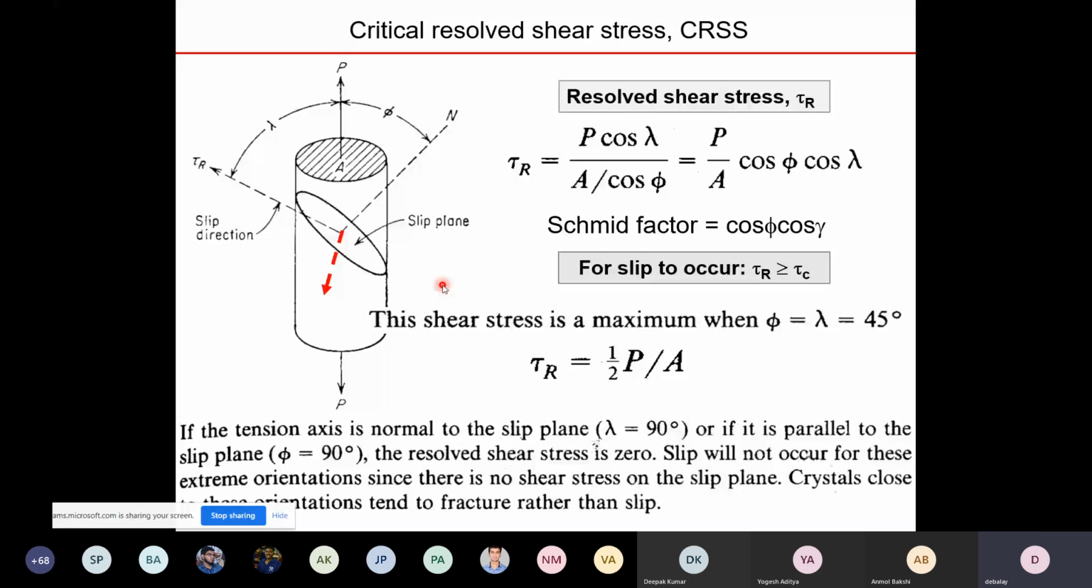And phi plus lambda is not equal to 90 degree, not necessarily. They may be 90 degree, they may be on the same vertical plane, but there is a high chance that they may not. That's why I have drawn the angle xi. Otherwise, xi has no role. So this concept we have already defined: Schmid factor, cos phi cos lambda.